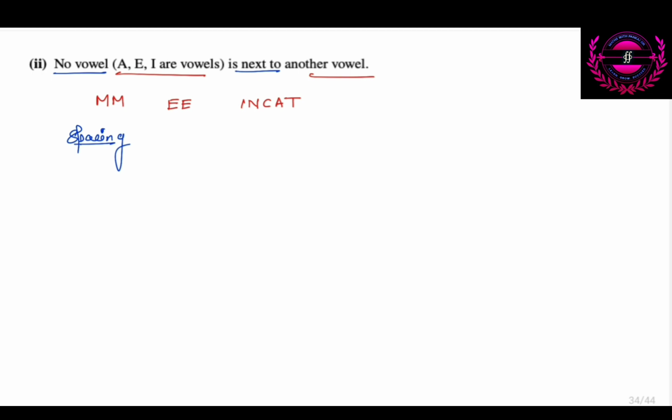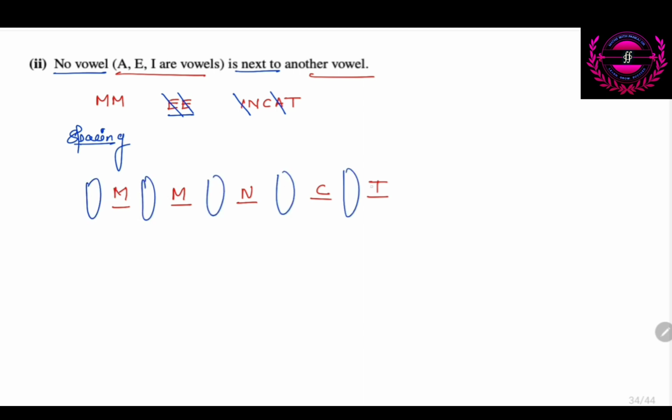If I remove the three vowels A, E, and I, that is two E's, I, and A, basically I am left with 5 letters: M, M, N, C, T. I have spaces in between them where I can place the vowels. I have four vowels: E, E, I, A.